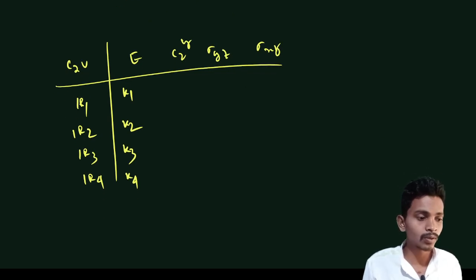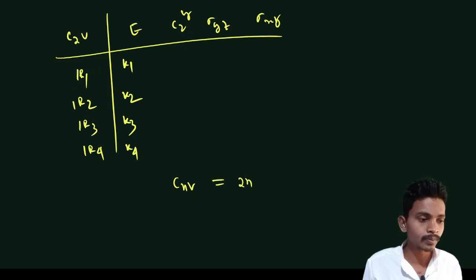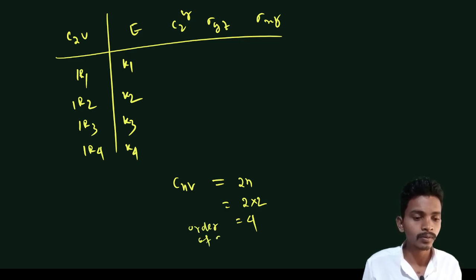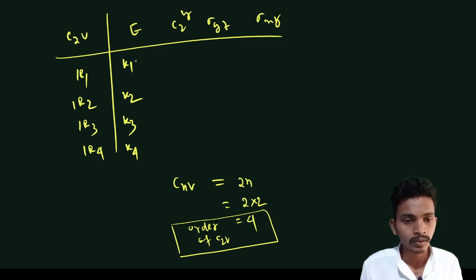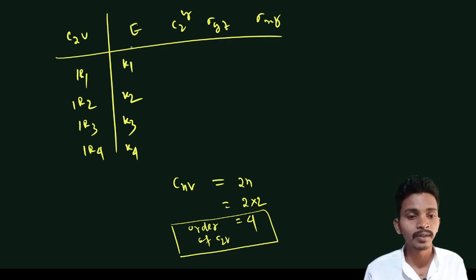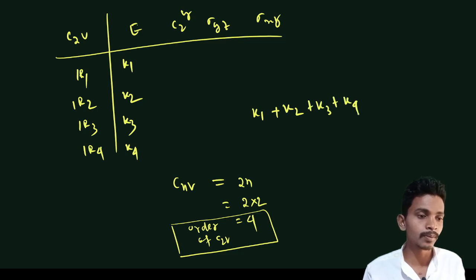So we know the order of the point group C2v. We know Cnv has order 2n. Here n is 2, so 2 into 2, that is equal to 4. So this is the order of C2v, that is equal to 4. So now the dimension, or the symmetry of identity, is equal to the order of the group. So I can say that k1 plus k2 plus k3 plus k4.